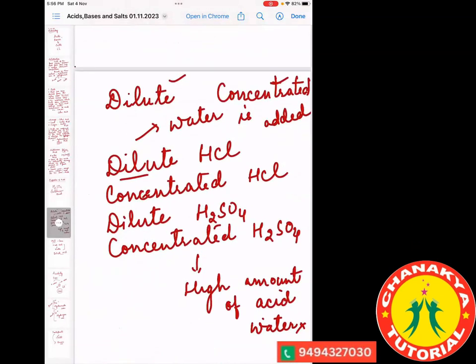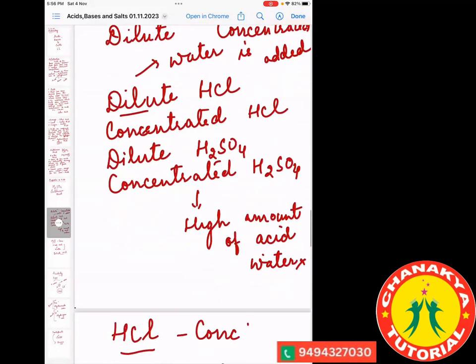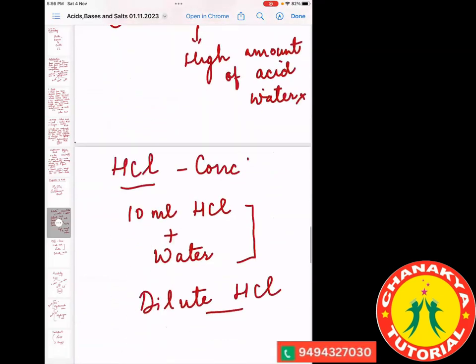Then we have also discussed the difference between dilute and concentrated acid. When we talk about dilute acid, it basically has the presence of water in the acid. So when we add water to the acid, it becomes dilute. And when we don't add any water to it, it will be concentrated. So a high amount of water means dilute and a low amount of water means concentrated.